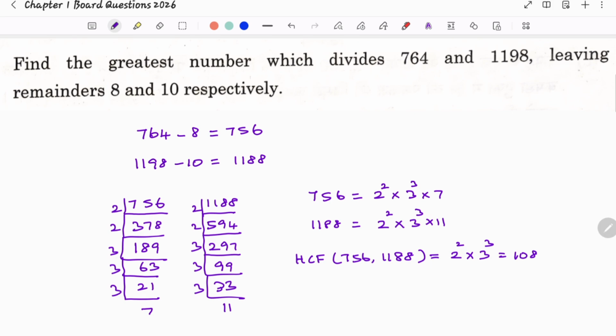So this number is the greatest number which divides 764 and 1198, leaves the remainder 8 and 10. So this is our final answer. Okay.